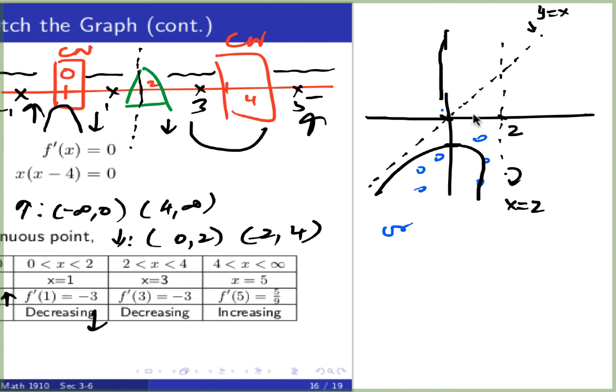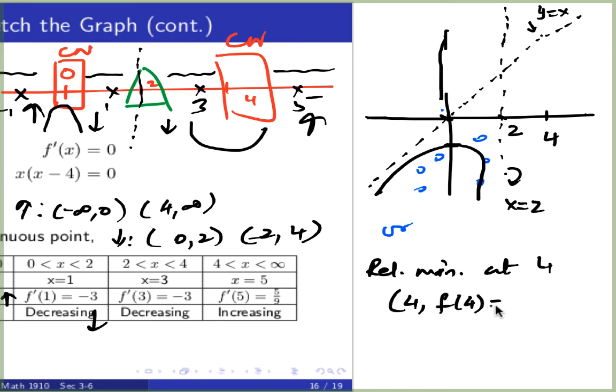Now, the other thing is the graph has a relative minima, and it is at 4. Now, what is the value of the function at 4? So that means it has, we said, a relative minima at 4. And so what is that point? f of 4. Now, what is f of 4?